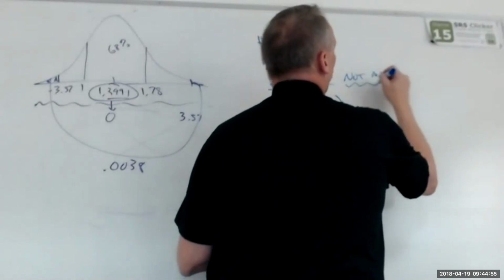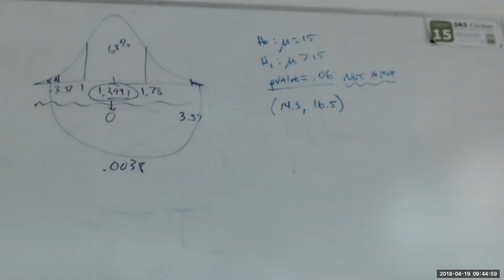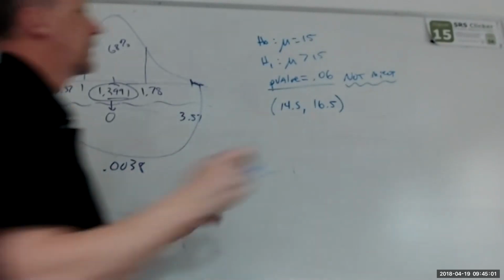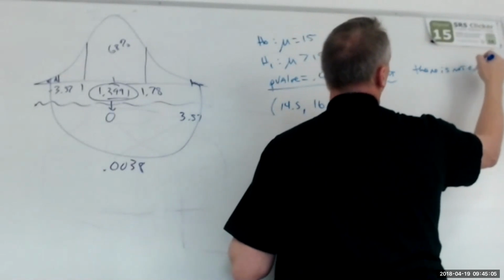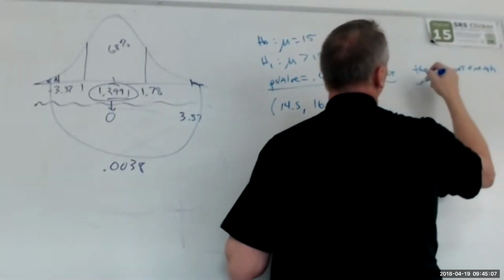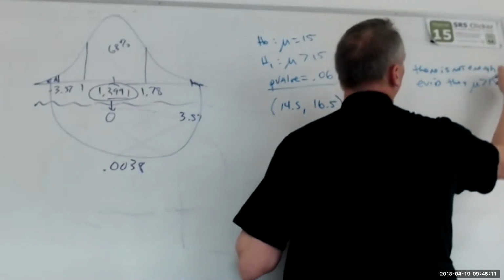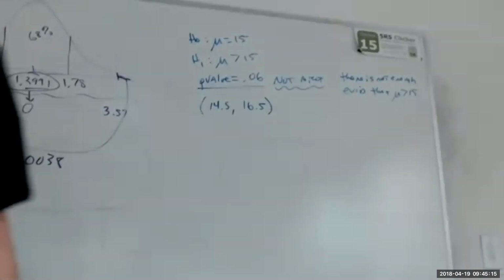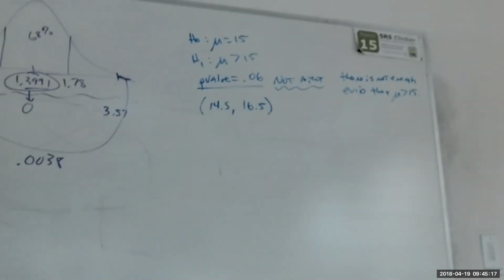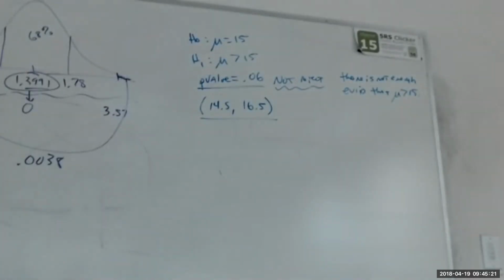Is there a significant difference? Or let me rephrase it. What would you conclude based on just the p-value alone? Conclude that there's not enough evidence that mu is greater than 15, whatever mu represents. Okay? All right, so now let's look at my confidence interval.